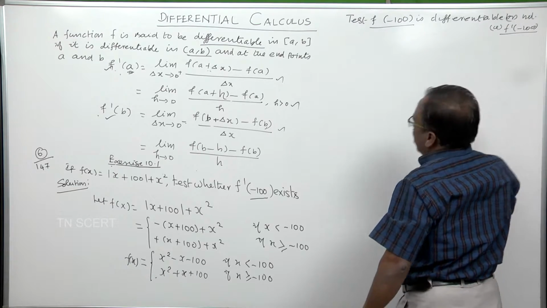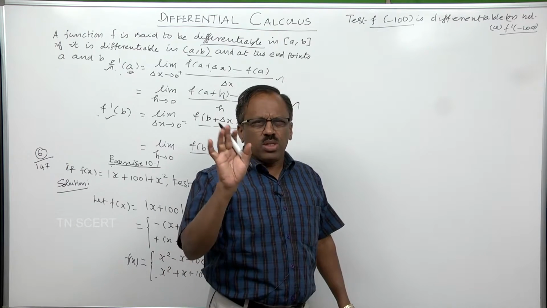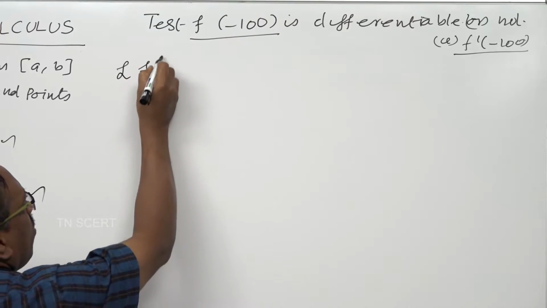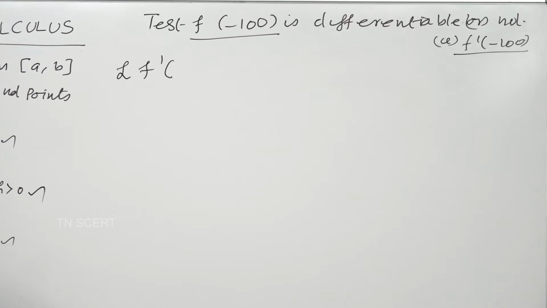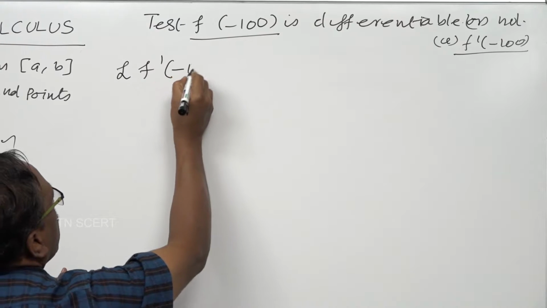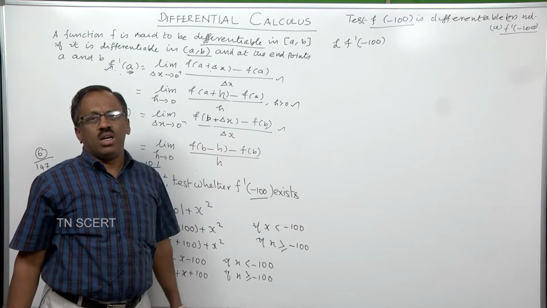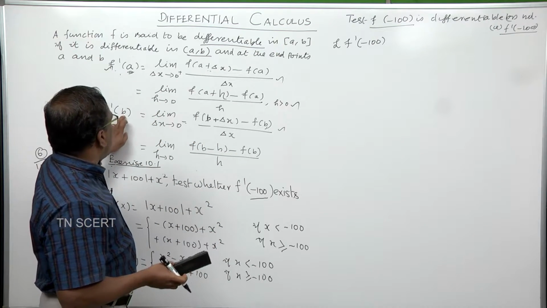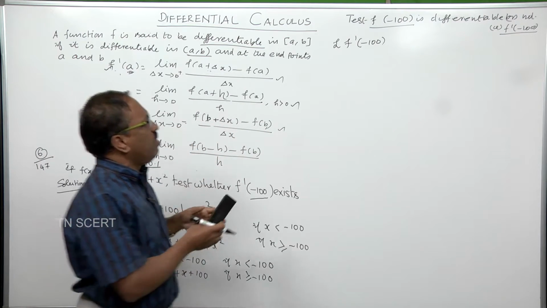We want to know whether it is differentiable or not. For that we follow the same process as in the previous sum. What we want to prove here is L of f dash of minus 100, like this we have to take. Every time, the definition is based on this only.